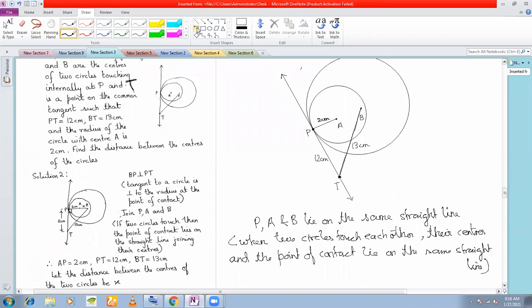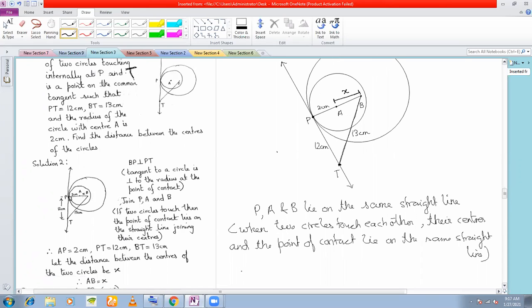Okay, so what you do here is you join P, A, and B with the help of a straight line. So this becomes your straight line. Now you have to find out the distance between the centers. That means you have to find out this length AB. Let us say this length AB is X. So we write this as, let the distance between the centers A and B be X.